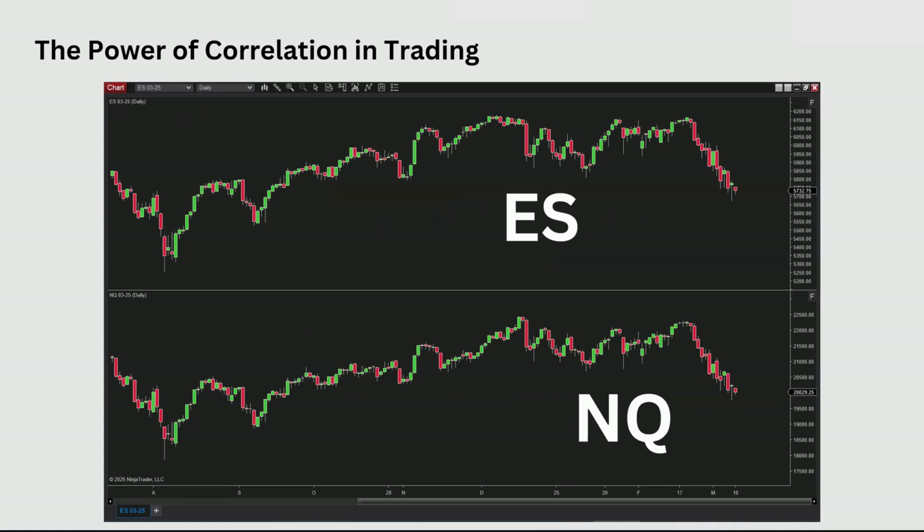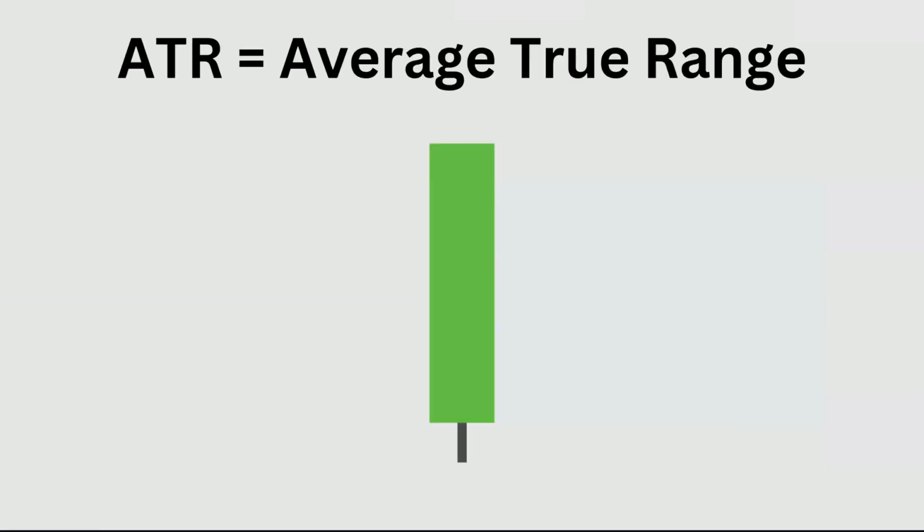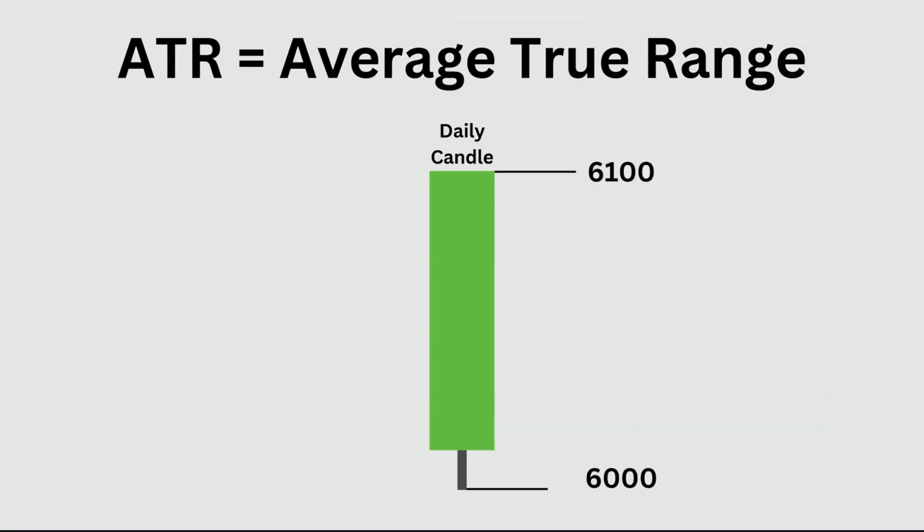The difference is the volatility. The daily ATR of ES is almost 100 points, and NQ's is around 460, 470 points. And do you know how I know? NinjaTrader has an indicator called ATR, Average True Range. It simply measures the difference between the high and the low of candles, let's say daily candles.